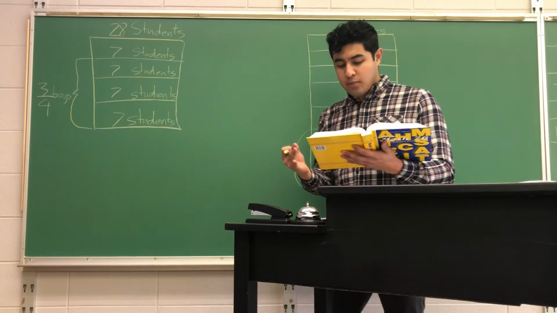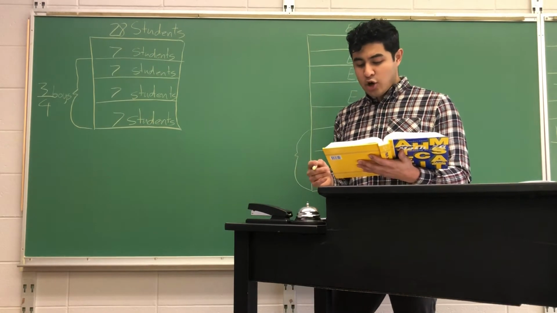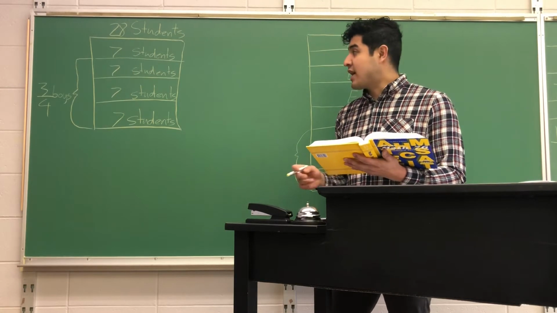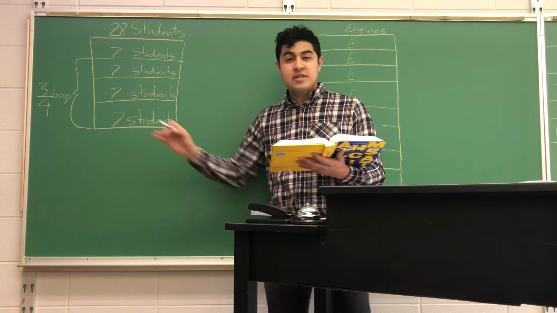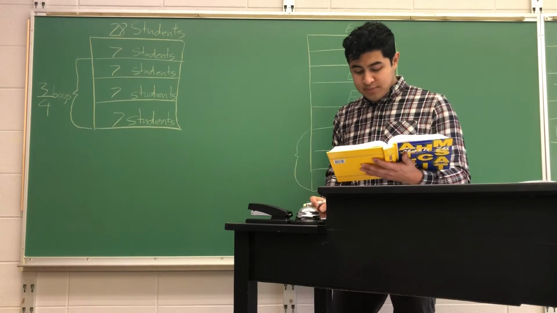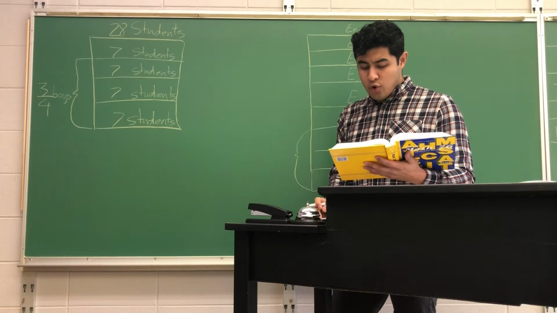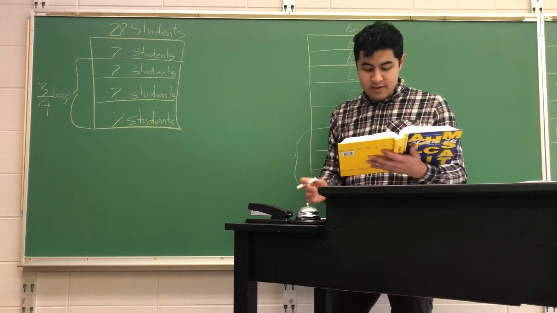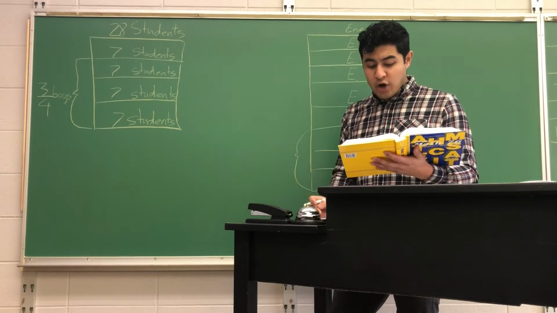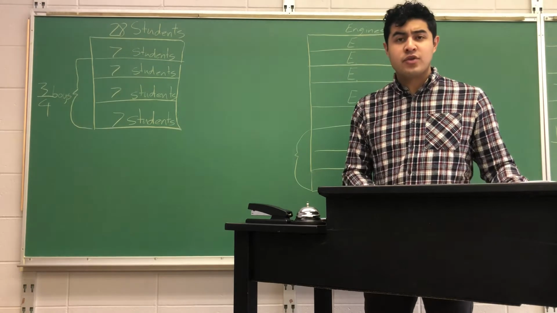Since 3 parts are boys, and since there are 7 students in each part, we find that there are 21 boys in the class. So all they did is they added these 2 parts. 7 plus 7 plus 7 is 21, or 3 times 7. And then we see 3 of the 4 parts are boys, so only 1 part is girls. This portion of the class are girls. So there are 7 students in each part, so there are 7 girls.